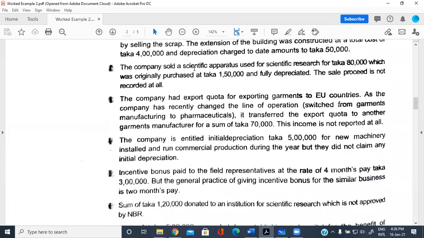Now, the company sold a scientific apparatus used for scientific research for taka 80,000, which was originally purchased at taka 150,000 and fully depreciated. In that case, what is the written down value? Sir, 0. Now, how much have you received? 80,000. In that case, is there any capital gain? Total is capital gain.